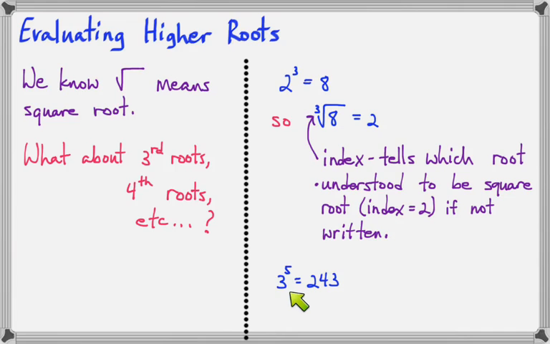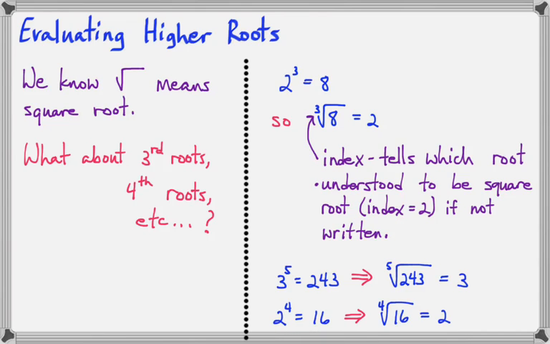So here's another example. 3 to the fifth power equals 243. Now we can turn this around and we can write the fifth root of 243 equals 3. So notice that I've got the little 5 index in the crook of the radical. And so 3 to the fifth equals 243 can be restated as the fifth root of 243 equals 3. We're just turning it around. Here's one more. 2 to the fourth equals 16. So we should be able to say the fourth root of 16 equals 2.